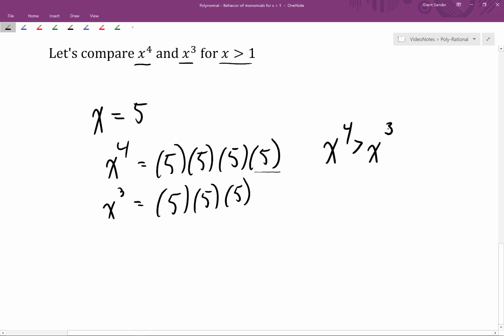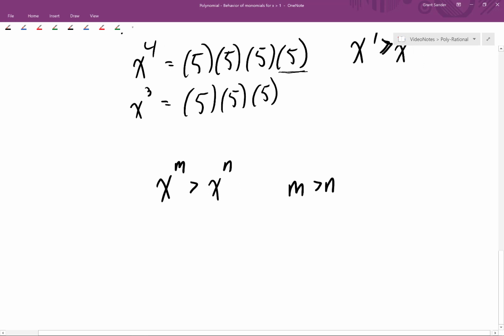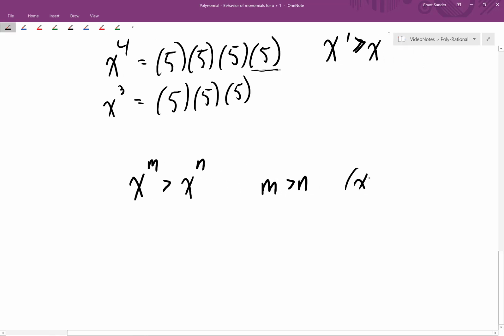We could have picked any value for x greater than 1 and said the same thing. Anytime we have this extra factor that's greater than 1, that x to the 4th will be greater than x cubed. So this inequality, x to the 4th greater than x cubed, is actually true for all values of x greater than 1, not just x equals 5. Now in general, we could say that x to the m is greater than x to the n whenever m is greater than n. And now this is the case where x is greater than 1.